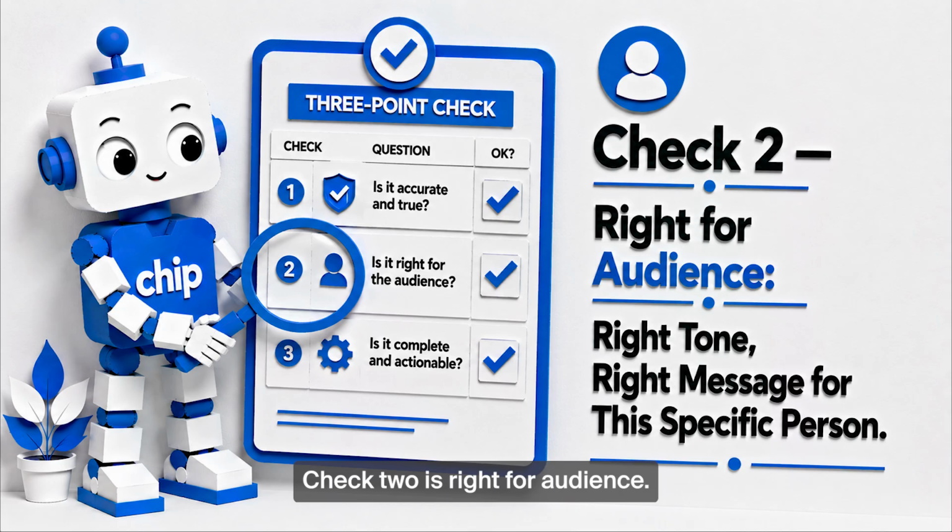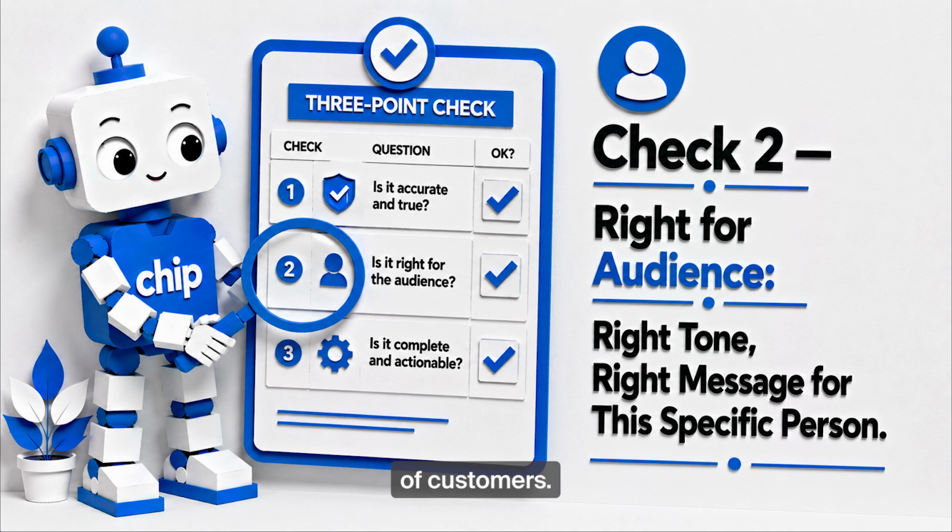Check 2 is right for audience. Ask this question, is the output right for the specific person receiving it? A message written for a wholesale buyer is not right for a retail customer even if the information is accurate. The tone may be wrong. The discount may be wrong. The level of formality may be wrong. Before any output is used, confirm that the tone, language, and content match the person and the situation. This is especially important when the same saved file is used for different types of customers.